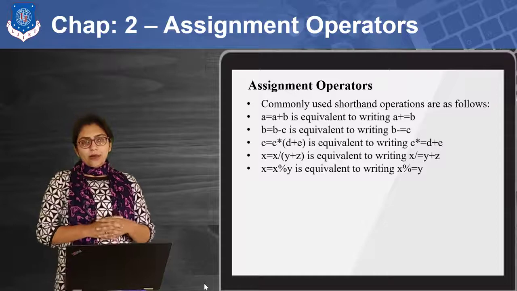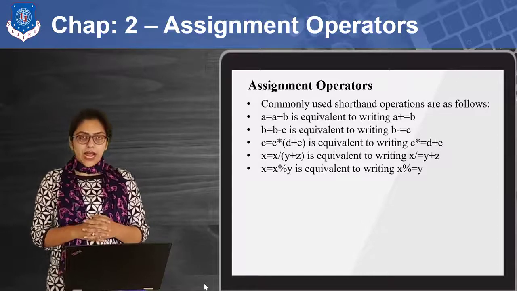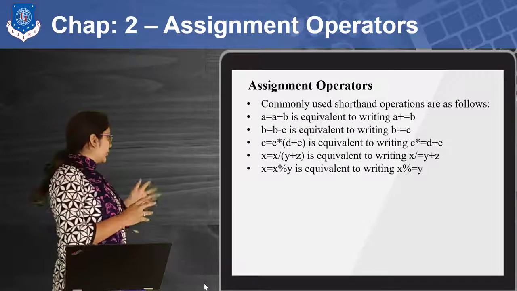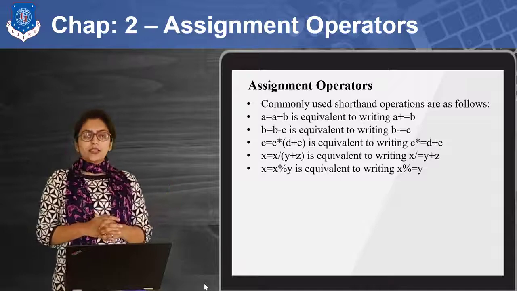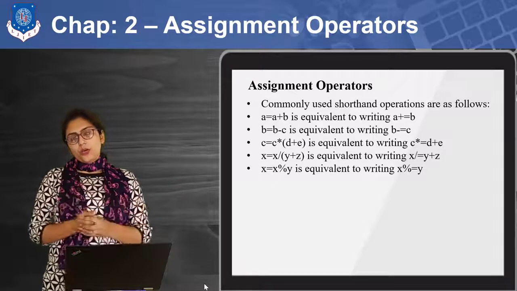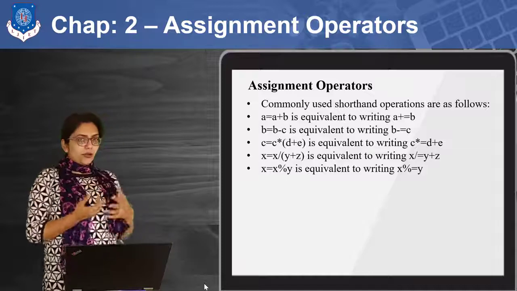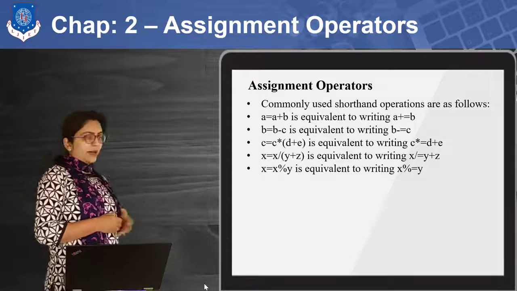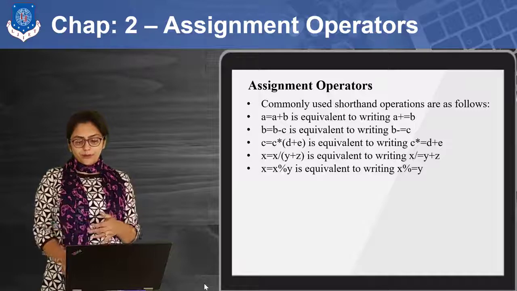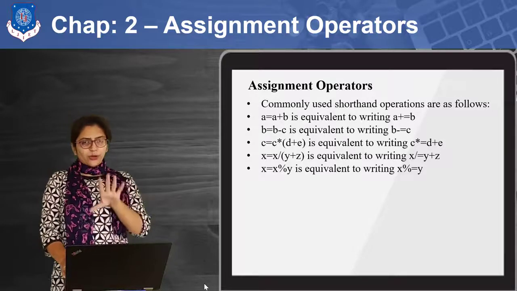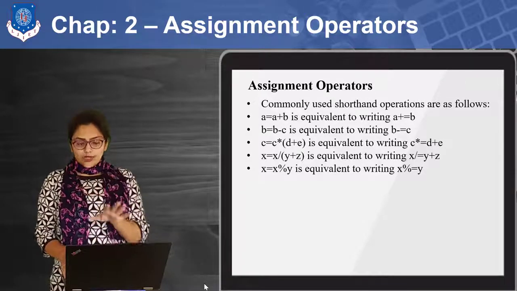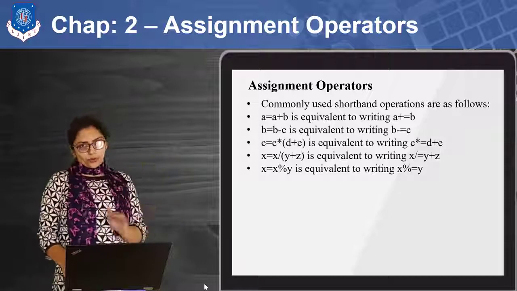This A equal to A plus B can also be written as A plus equal to B. This is just to optimize your code. These are called shorthand operators, shorthand assignment operators. You can see so many examples over here for that. I am going to cover this in practicals, so don't worry about this. This is just for the sake of your notes.